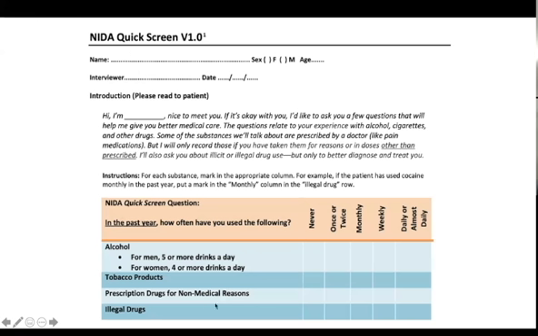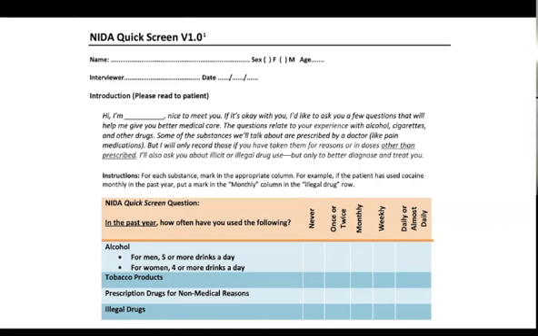This is all the questions that we just asked. So this is something you can give your patients even before you see them. Now you don't even have to ask these questions. Prescription drugs for non-medical reasons, illegal drugs, tobacco products, alcohol. For men, a positive screen is anything more than 5 standard drinks a day. And they have that defined in this handout too, if you just Google it. Or for women, 4 or more drinks a day.